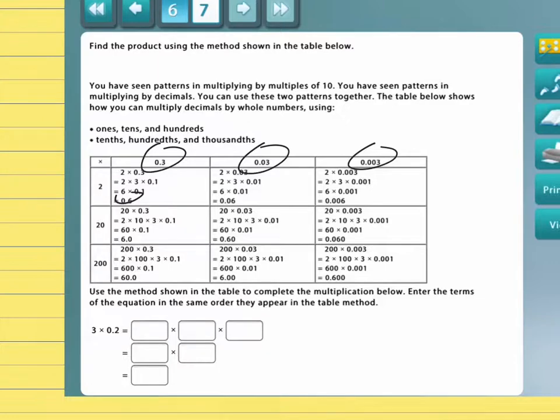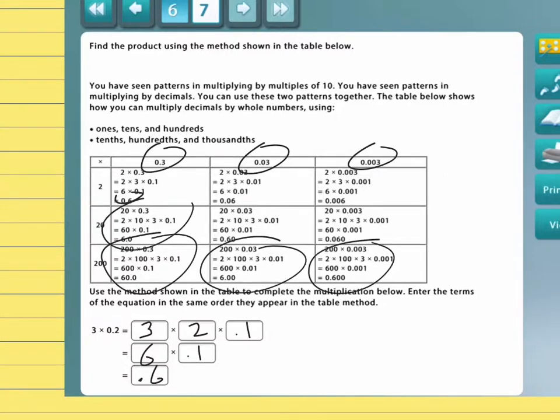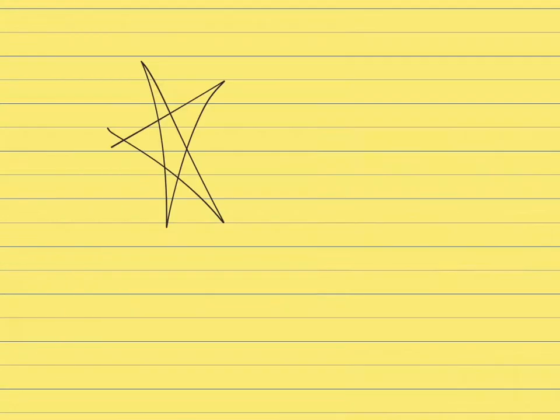So 3 times 2/10 is the same as 3 times 2 times 1/10, which is going to be 6 times 1/10, which is going to be 6/10. So just look at the pattern in each of these problems to figure out that you're just moving the decimal 1 place over to the left when you multiply by a decimal. And that is multiplying by decimals, decimal shifts.